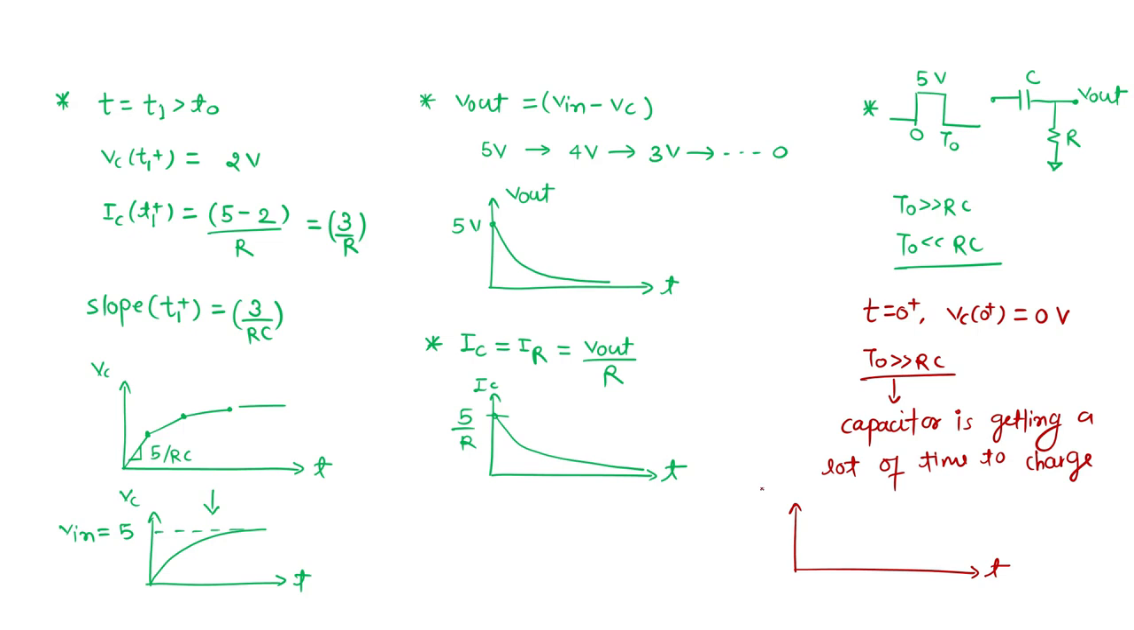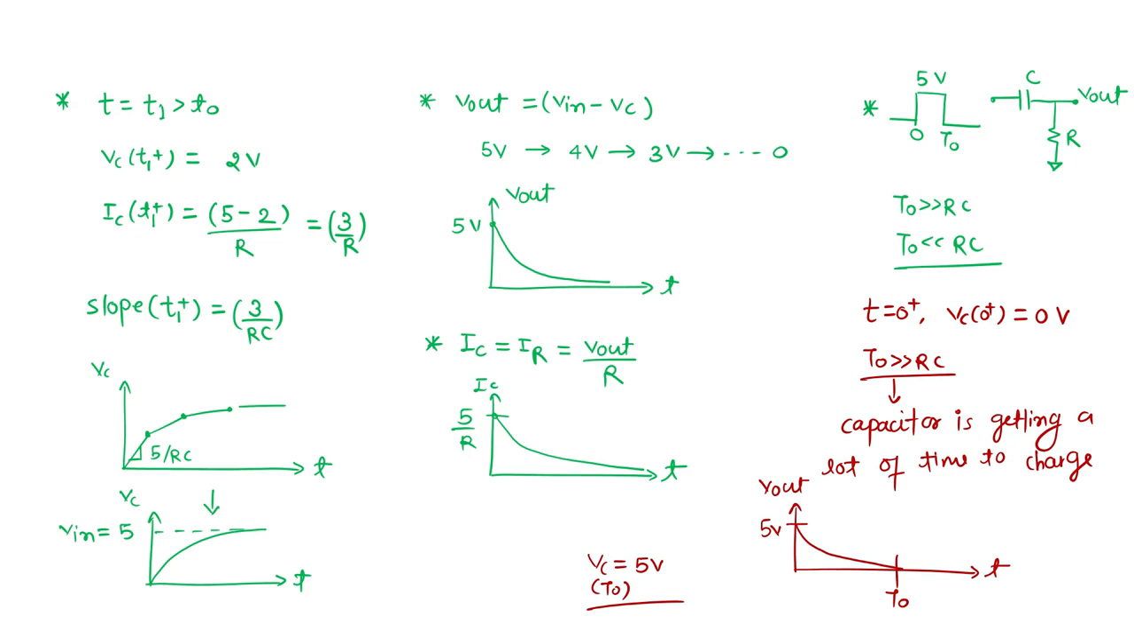If I talk about the V out, what will happen? It will discharge to 0. Okay, but there is a catch. At this point is T naught. This is the output, starting from the 5 volt. Because T naught is much greater than the RC, my capacitor is completely charged, or the output has reached 0. So my capacitor has reached 5 volt around T naught.